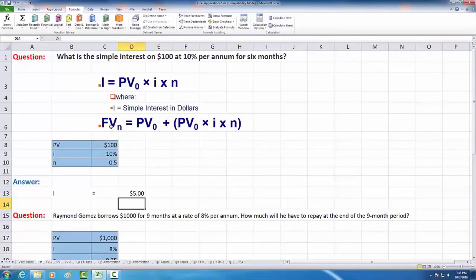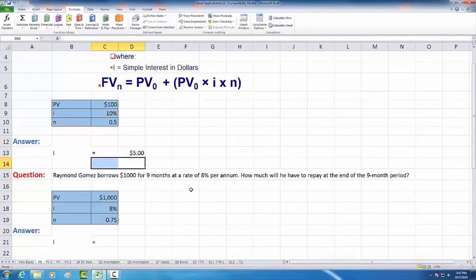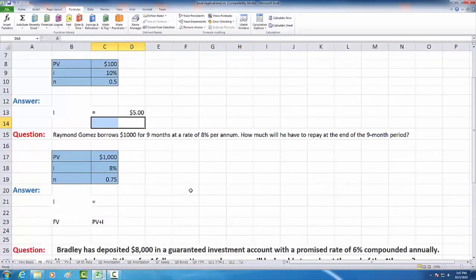It didn't ask us the future value, meaning it didn't ask us how much he is going to have in total. If it was the case, we would have to write here our initial principal plus the interest. So he will have $105, but this was not the question, so I just delete those. So here is the second question.